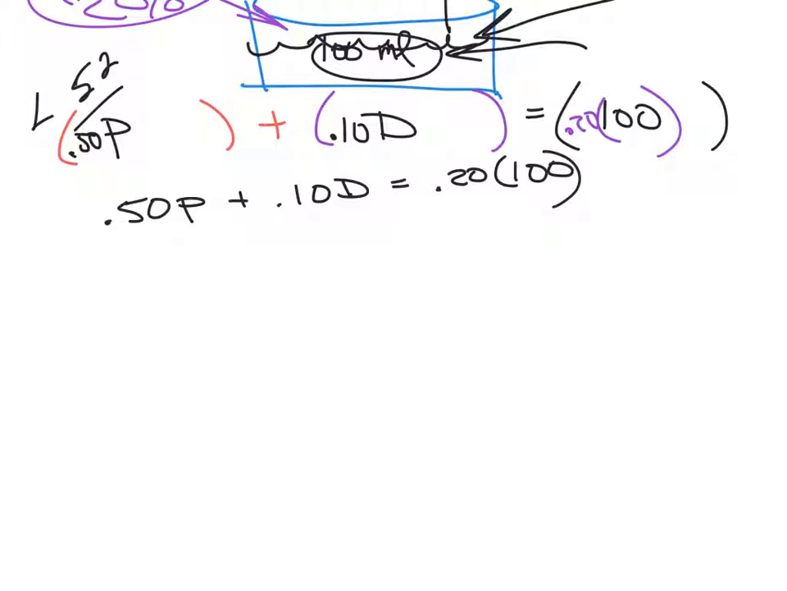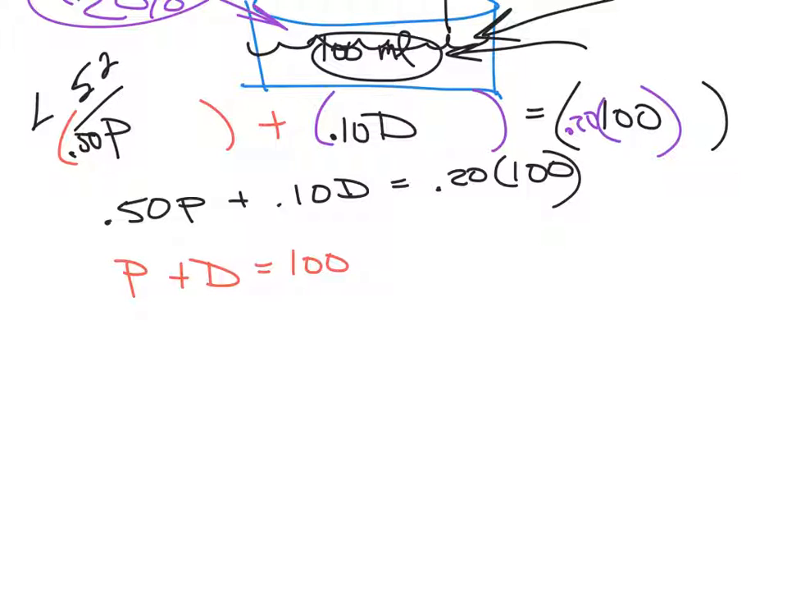Okay, so there's my formula. Problem is, I have a P and a D, and I don't want two different variables. I want them to be the same. But what do I know about P and D? If I take the amount that I pour plus the amount I dump, I will get 100, right?